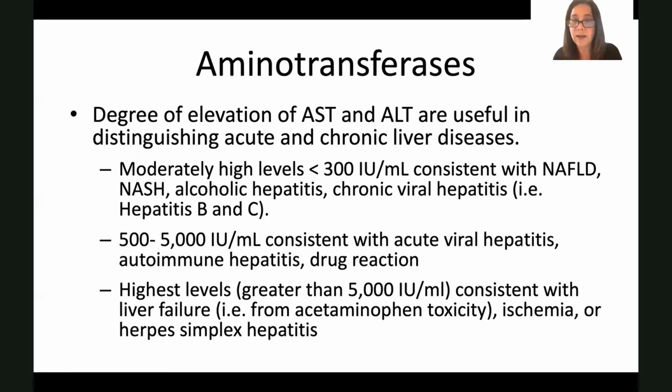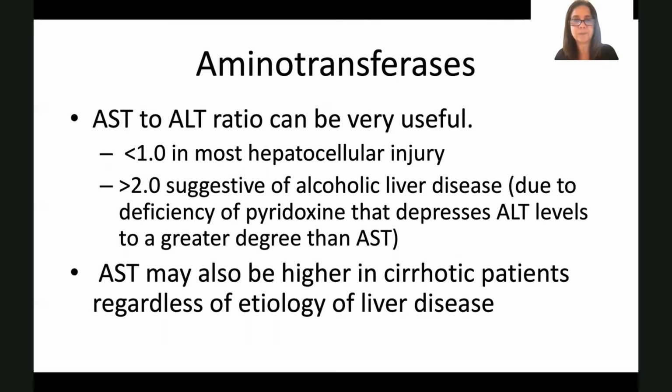So when they're somewhat elevated, 2 to 3 times the upper limit of normal, but not too high, moderately high, usually less than 300, that's when we're thinking NAFLD, NASH. It's one of the chronic hepatitides. When you have much higher than 500 and even up to 5,000, you're thinking acute injury. So it could be acute viral hepatitis or autoimmune hepatitis or a drug reaction. And really, when you get above 5,000, that's when you're in failure. And we'll often see that in pediatrics with acetaminophen toxicity.